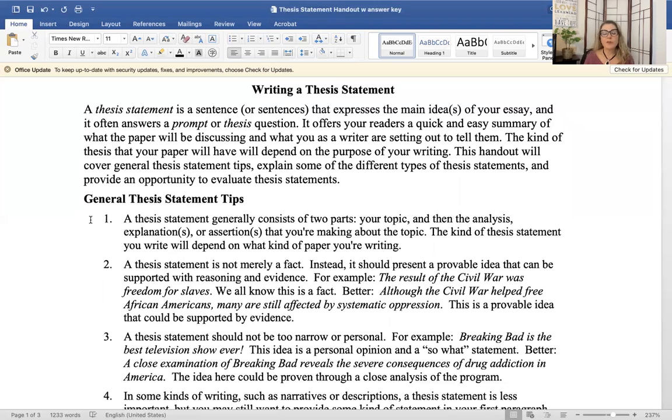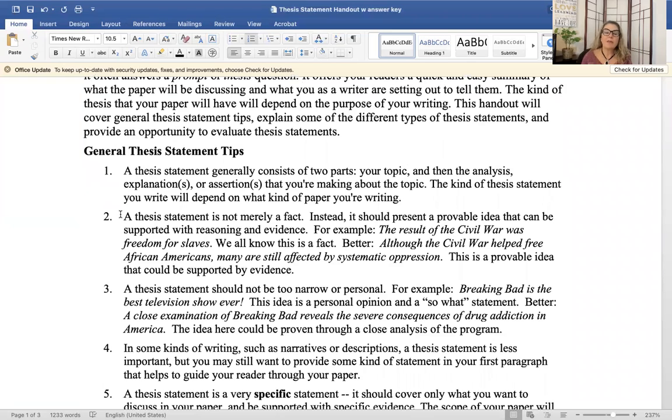So what is the first general thesis statement tip? Well, the first one is a thesis statement consists of two parts. You always have your topic plus your assertion, your explanation, your analysis, and so on, okay? So it's always two parts, the topic and what you're trying to prove, show, explain, and that would depend on the assignment, all right?